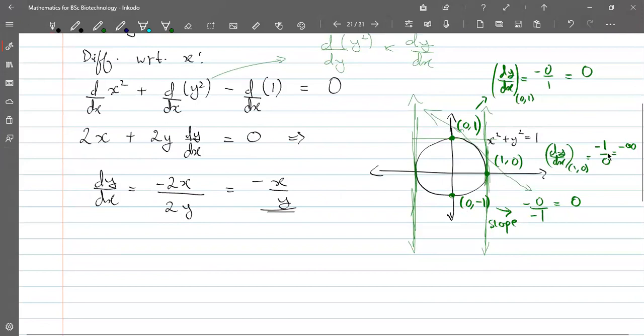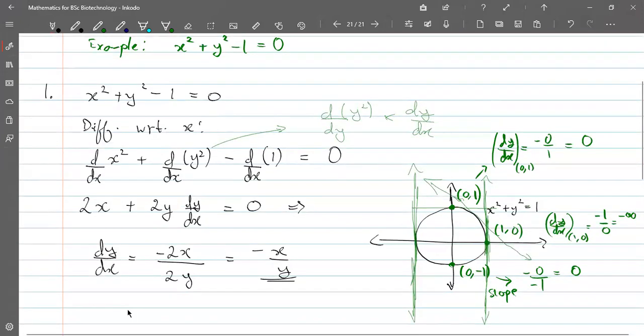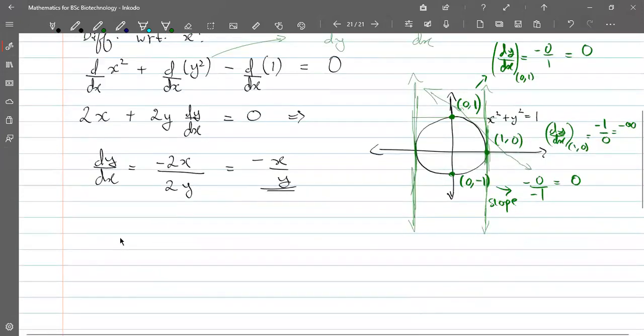Even if you don't understand the geometry too much, it's okay. Just learn this procedure for now. We'll look at applications later if there is time.